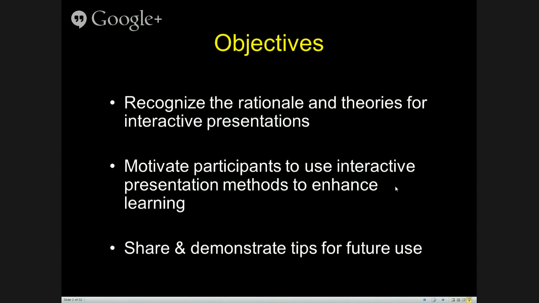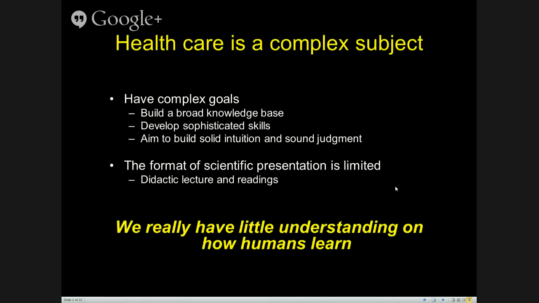Okay, so these are things that I want you to keep in mind through this presentation. The objectives of my part are to help you recognize the rationale and theories for interactive presentations and why they work, motivate you to consider the tools and techniques that we'll be presenting to enhance learning and the effectiveness of your presentation, and again, share and demonstrate tips with you for future use.